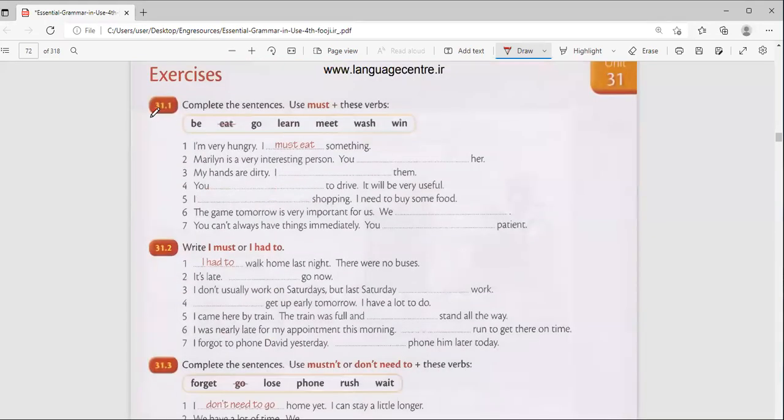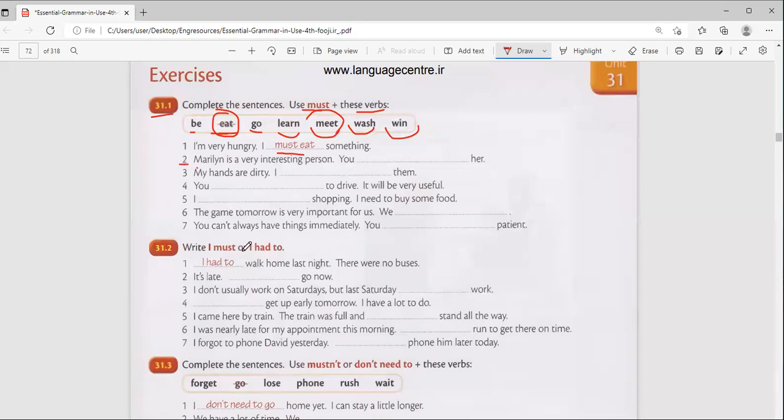So let's now look at that 1.1. Complete the sentences. Use must plus these verbs. Be, eat, go, learn, meet, wash, win. I'm very hungry. I must eat something. Marilyn is a very interesting person. You must meet her.